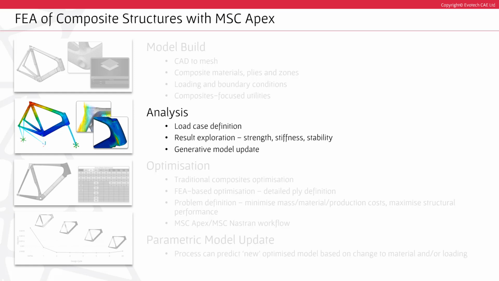We've also got the ability within Apex to do what we call generative model update. So this allows us to modify areas of the geometry and/or the mesh, and the model will be updated automatically, so we don't need to redefine our loading and our properties and our mesh definition to understand the impact of these changes. So we'll take a look at this through a quick example in the Apex environment.